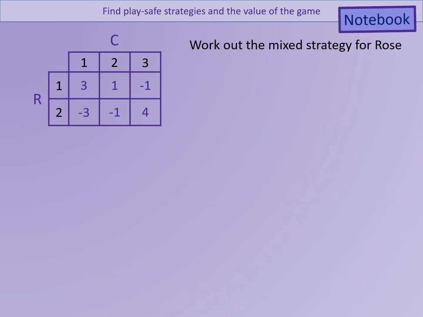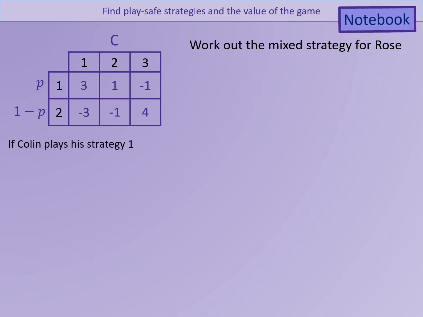So the method for a 2 by n starts off very similarly to the method for a 2 by 2. We start by assigning probabilities for the player on the left-hand side to play each of the strategies. So we're going to have player R in this case playing strategy 1 with probability P and strategy 2 with probability 1 minus P. So there always needs to be just 2 rows in this situation so that we can assign the 2 probabilities. However, we can have as many columns as we like.